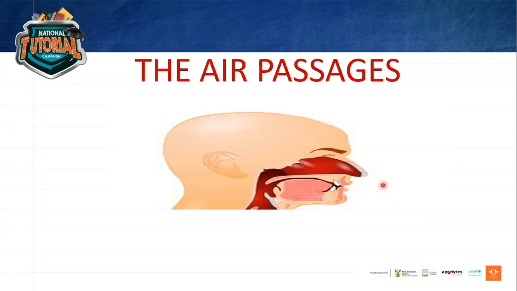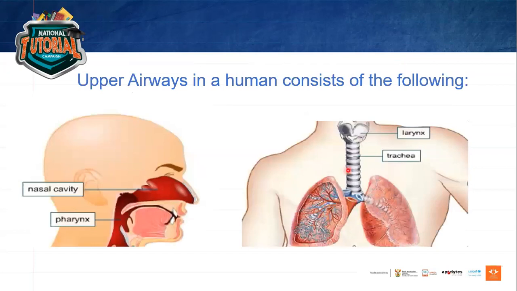So the passage of air starts and even ends there. That's the entry point of the air. Upper airways in a human will consist of the following. These 4 that I've indicated here. The very first one here is the nasal cavity. This here is the one responsible for the respiratory system, the nasal cavity.